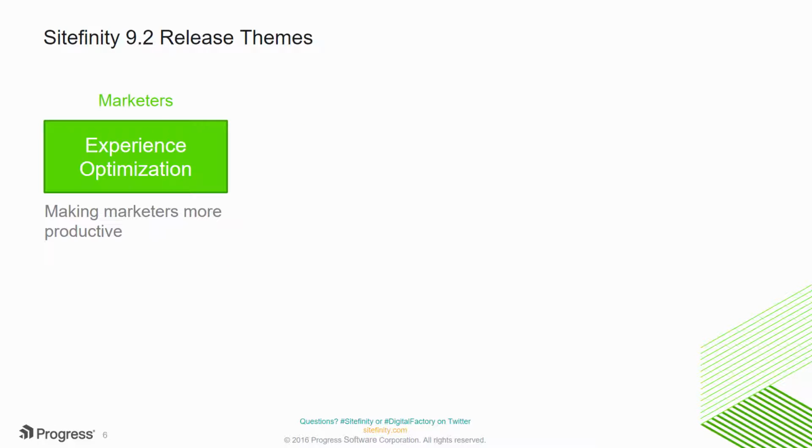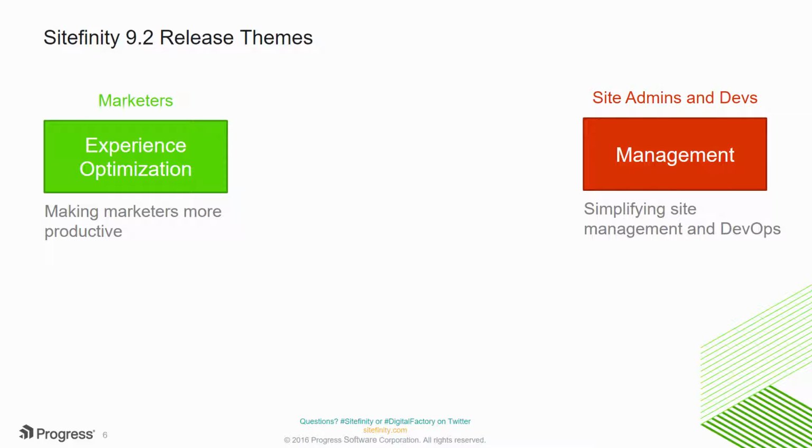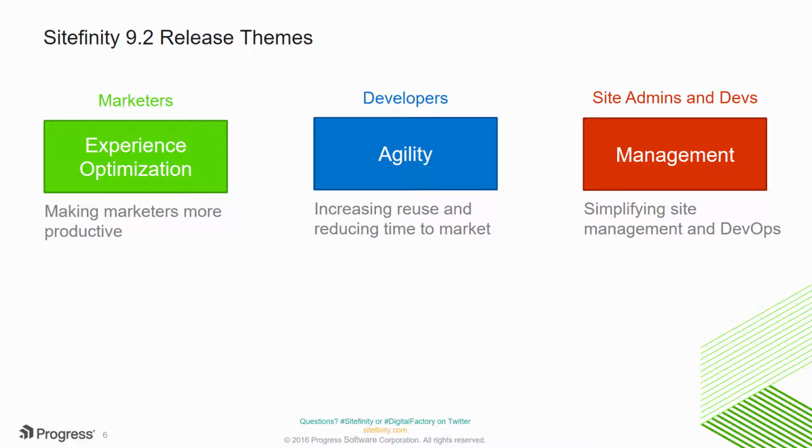All right, so some of the teams behind this release. Experience optimization is the team for marketers. We wanted to make marketers more productive and be able to do more with less. For website administrators and developers, the common theme behind the release was management, simplifying site management as well as the developer operations with continuous delivery support. And then for developers, mainly who are at the center of this release, we have the agility team, which is increasing the ability to reuse components and reducing the time it takes to deliver a website or new functionality to market.